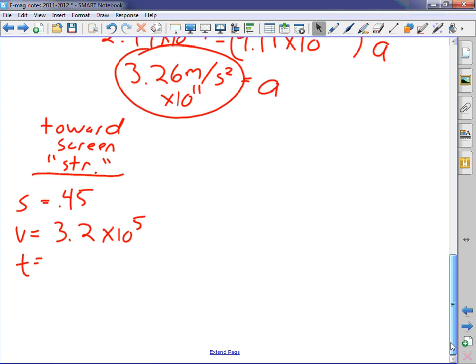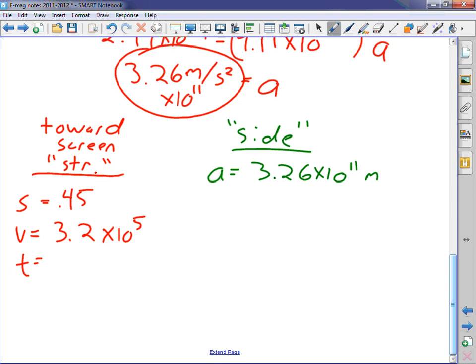So we'll call that towards the side, for now, so I don't have to label an X, Y, and Z axis here. I know the acceleration causing the particle to turn now. We just calculated 3.26 times 10 to the 11th meters per second squared. I can assume the initial velocity in this axis is 0.